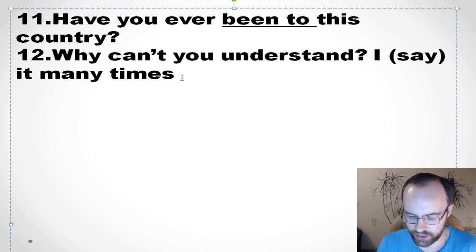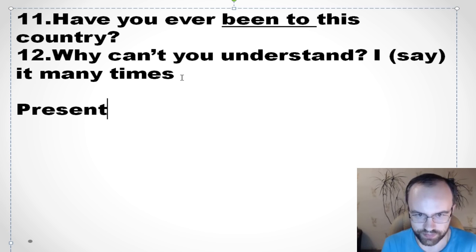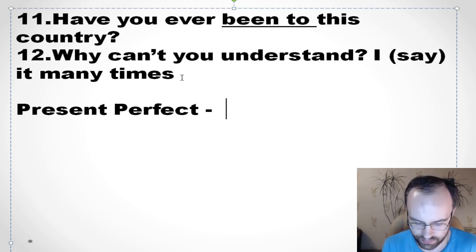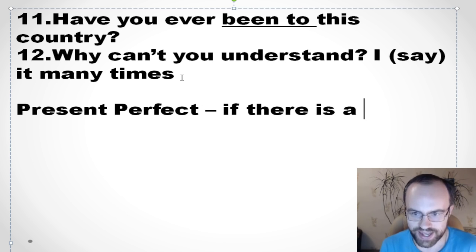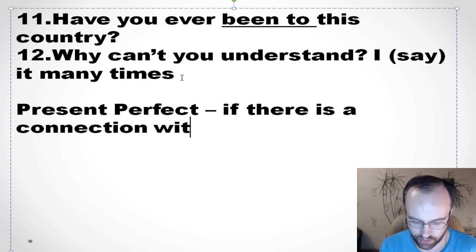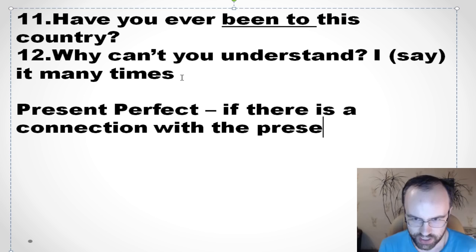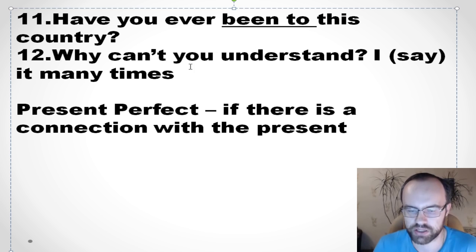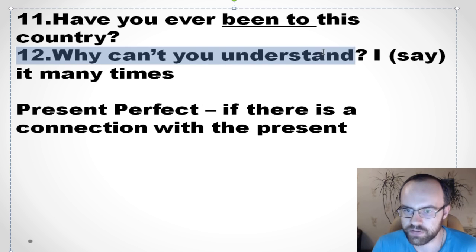You know that we use present perfect if there is what? If there is a connection with the present, my friends. If there is a connection with the present, so we use present perfect. So why can't you understand? So there is a connection with the present. So this phrase tells us about it.